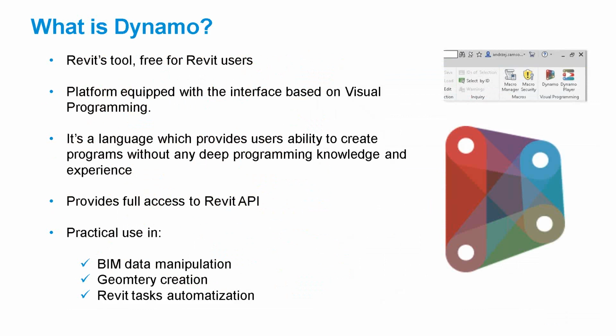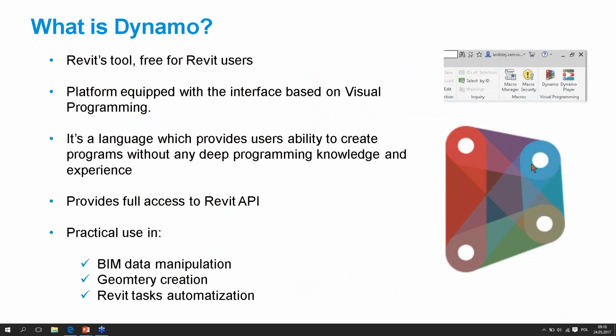Dynamo is a tool, right? It's an embedded tool in Revit. So everyone who's using Revit has free access to it. You don't have to purchase anything additionally to Revit. It exists within the software. So it's an integral part of Revit. Okay. So what is Dynamo?